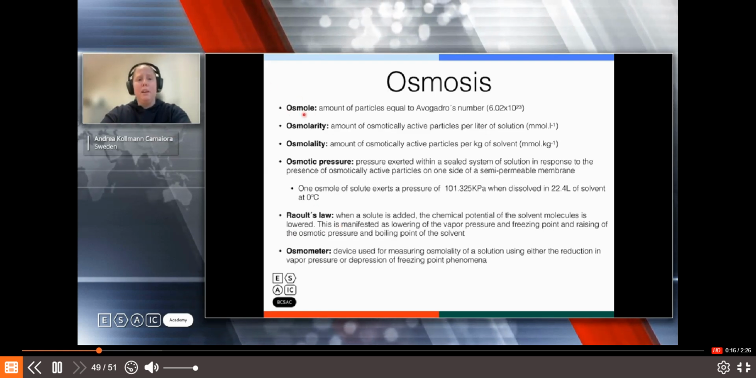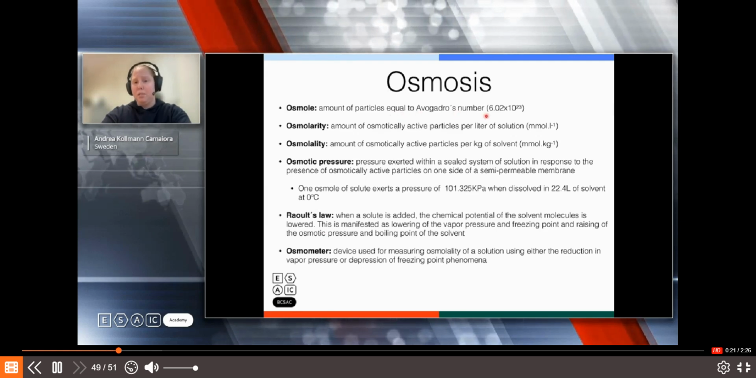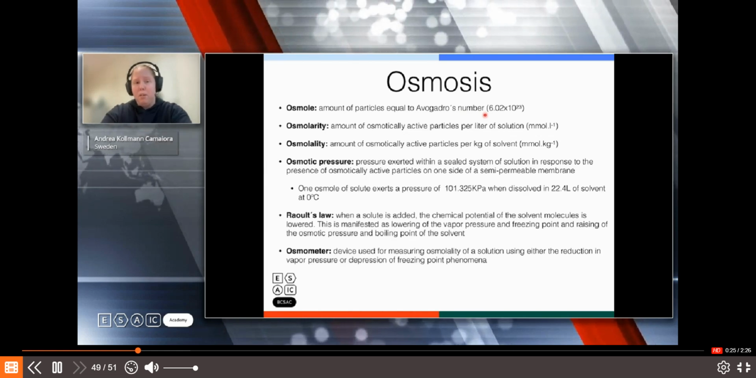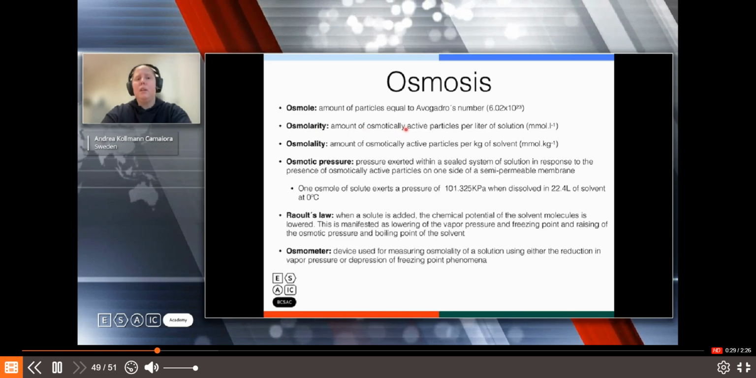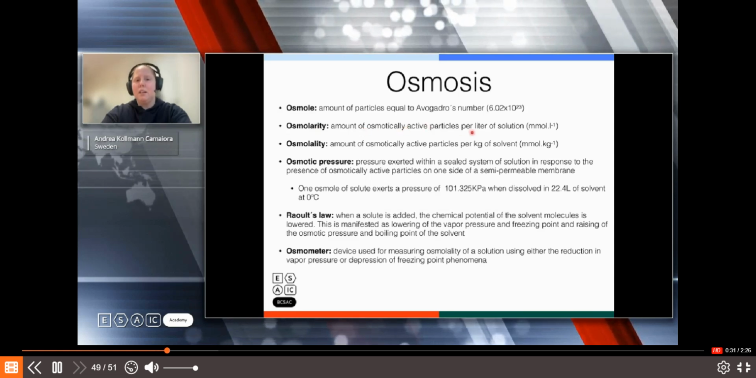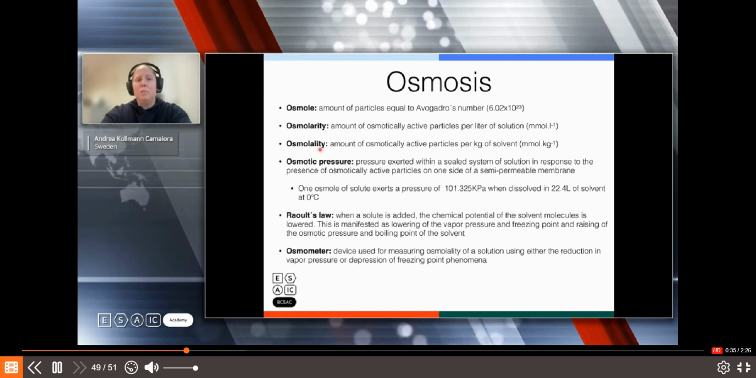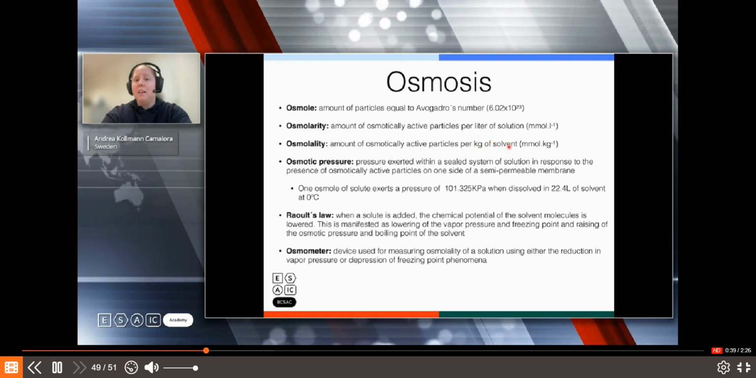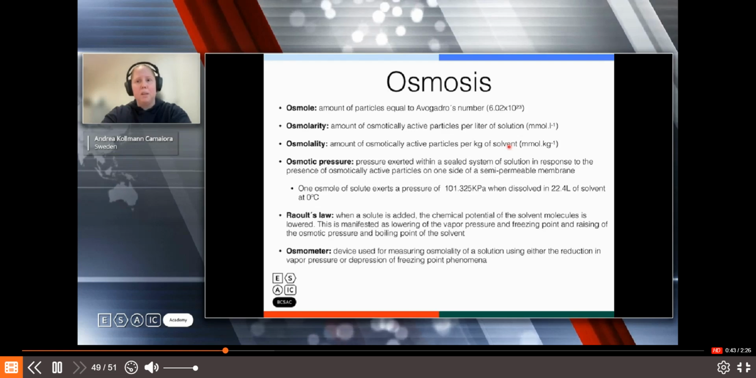An osmole is the amount of particles equal to an Avogadro number. So we already know that an osmole is a mole. The osmolarity is the amount of osmotically active particles per liter of solution. And the osmolality is per kilo of solvent. So you need to remember these two, because they can be asked in the true or false part in part 1.